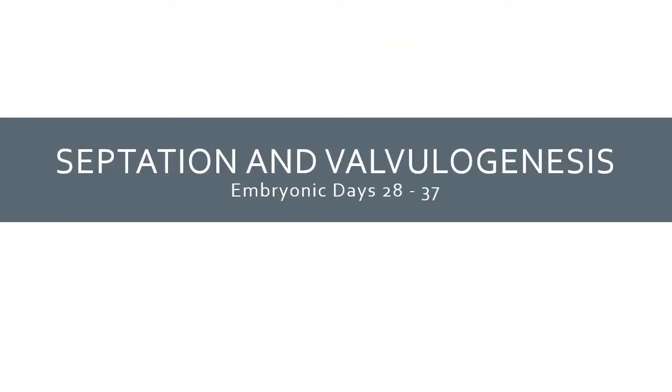Okay, so septation, valvulogenesis. We have to be able to make our 4 separate chambers, and we have to be able to create valves that keep blood flowing in the right direction.